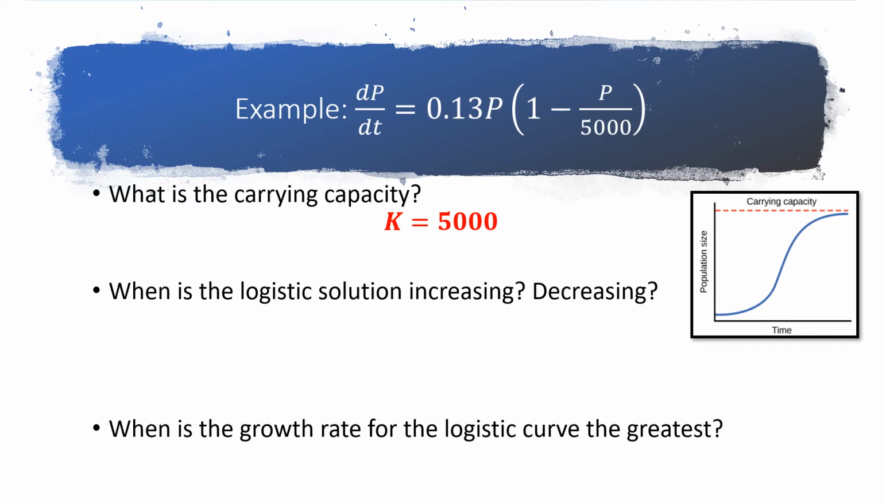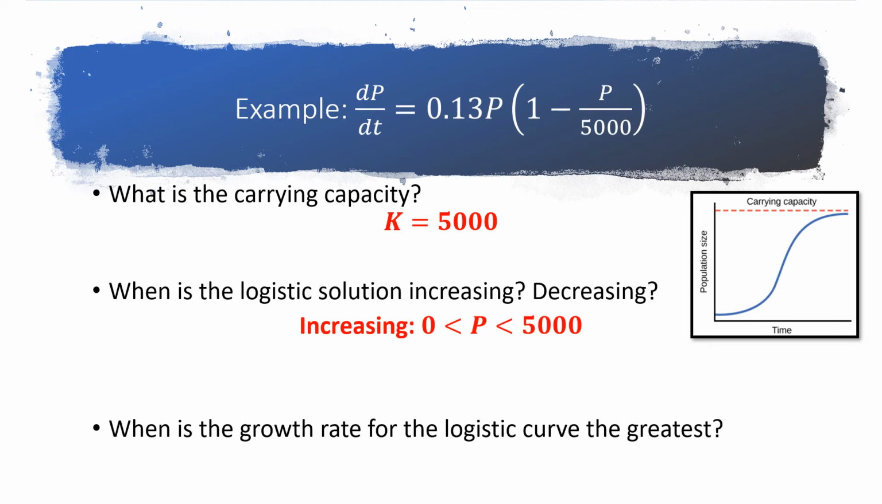All right. So the next question says, well, when is the logistic solution increasing, and where is it decreasing? Well, if you notice this graph to the right, our logistic curve is always increasing all the way up to that carrying capacity. Now remember, if we ever exceed the carrying capacity, the population has to die off or decrease back down to the carrying capacity. And so where is it increasing? Well, it's increasing from a population of 0 to a population of 5,000.